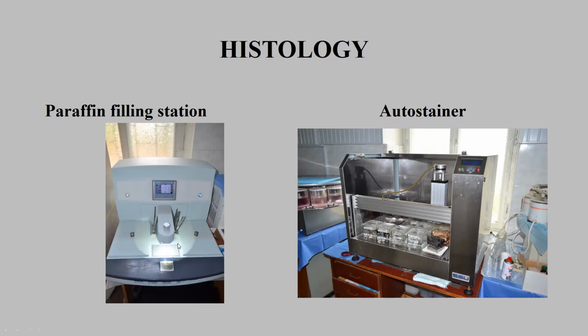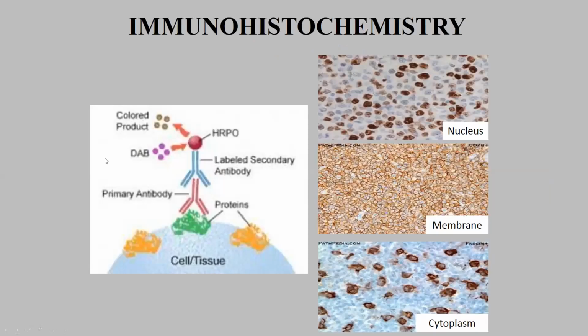This paraffin filling station is a device used for preparing paraffin blocks. Okay, immunohistochemistry methods use a reaction between antibody and antigen. Antibodies against different markers, which are located in the nucleus of the cell, or the cell membrane, or membrane and cytoplasm.